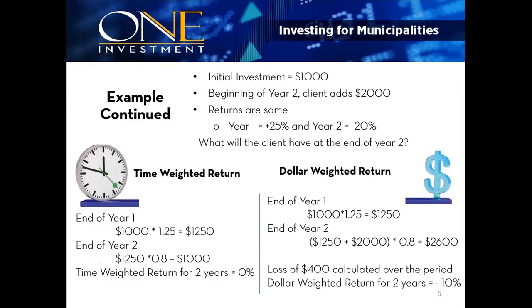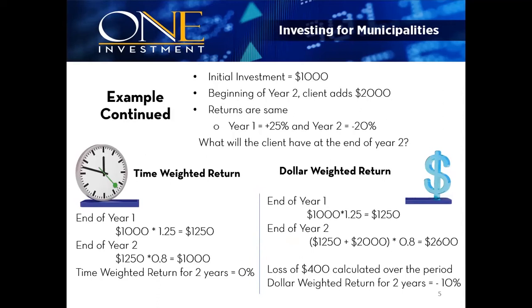Now, to illustrate the difference with a time-weighted method versus a dollar-weighted method, let's say that we have the same example, except at the beginning of year two, the client adds another $2,000 to the account. The time-weighted method will still, because it only uses the returns for the period, 25% positive in year one and 20% negative in year two, the time-weighted return will still be 0. In other words, even though the year two had more money invested by the client, it does not factor into the return on a time-weighted method basis.